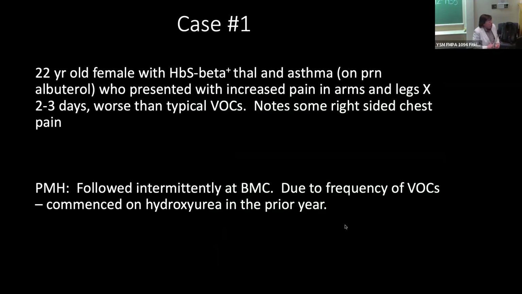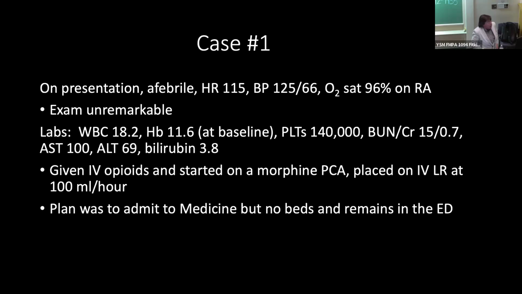She's on PRN albuterol, and she comes in with increased pain in her legs and her arms for about 2 to 3 days. This is worse than her typical vaso-occlusive crises. She has some right-sided chest pain. She's followed intermittently at Boston Medical Center, our primary teaching institution, and she's actually followed by our pediatric program because we transitioned late, at age 23. Due to the frequency of her vaso-occlusive crises, she was started, even though she has one of the milder genotypes, on hydroxyurea in the past year.